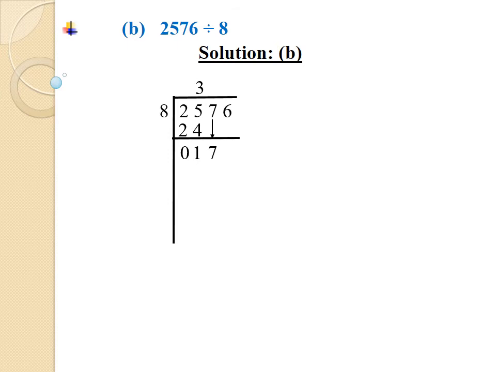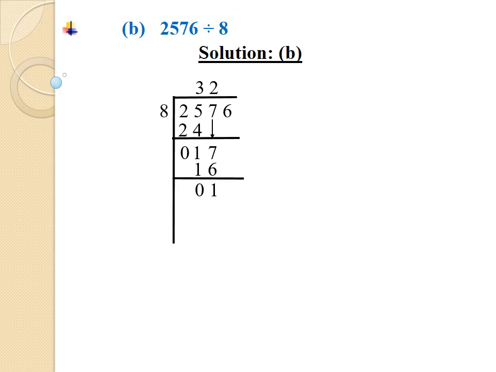So we have to take 16. Thus, writing 2 in quotient and 16 below 17. Students, now we have to subtract 16 from 17 starting from right side. Thus, subtracting 6 from 7, we get 1. And subtracting 1 from 1, we get 0.